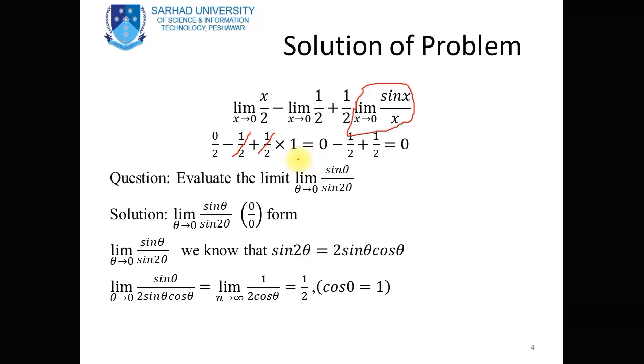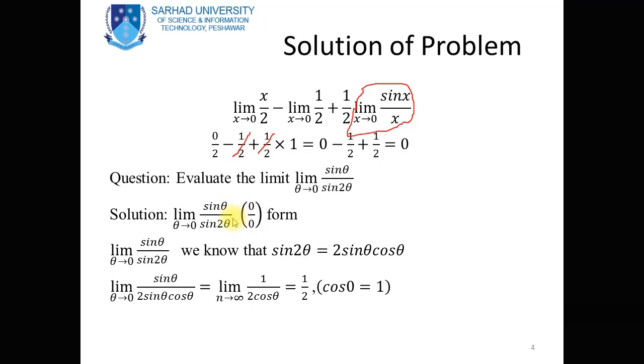Now another problem, to evaluate the limit theta tends to 0 sine theta divided by sine 2 theta. If we apply the limit theta is 0, sine 0 is 0 and sine 0 again equal to 0. So this is 0 by 0 form.